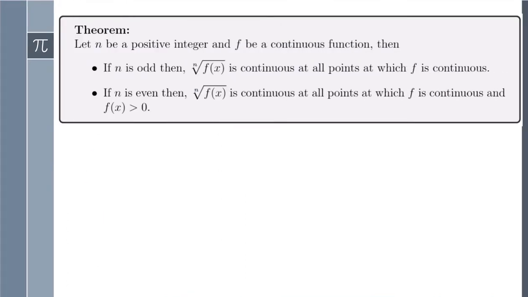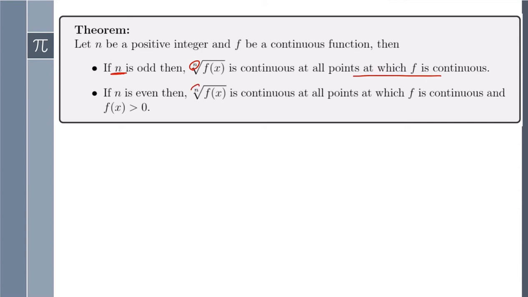So now we have another theorem. This says that if we have a root function, a function with a radical, okay? So if n is odd, or if this is an odd root, then the function is continuous at all points where f is continuous. So it's continuous in the domain of f of x.